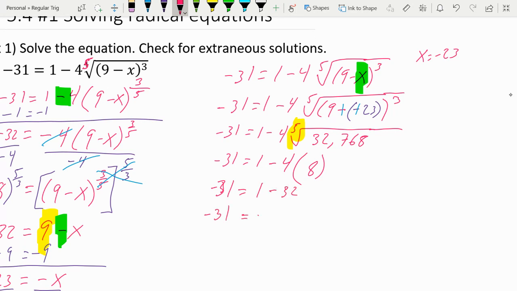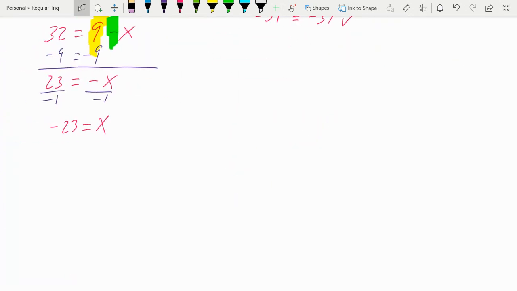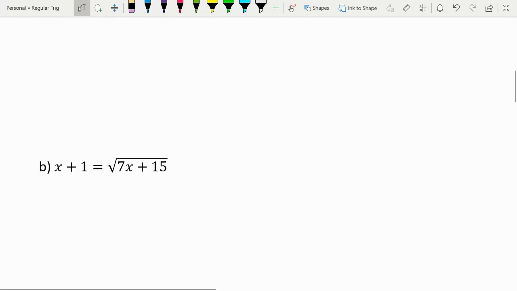-31 is equal to 1 minus 32. -31 equals -31. So the entire time, this was a question. All right. Does the left side equal the right side? All right. So those are supposed to be a bunch of question marks over the equal signs. Well, -31 equals -31. So we know our answer was correct. And it's not extraneous. Okay. So I showed you how to check it. And I'm showing you that it's not extraneous. So that -23, all right, that -23 is our answer.